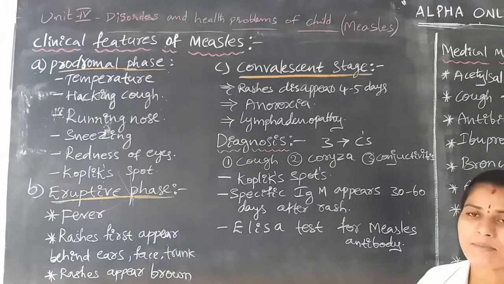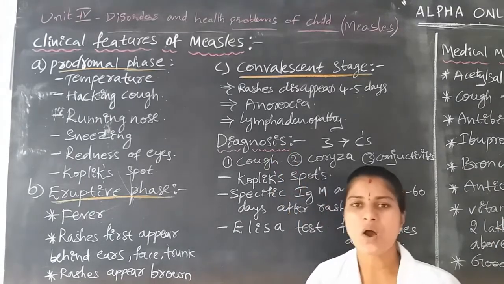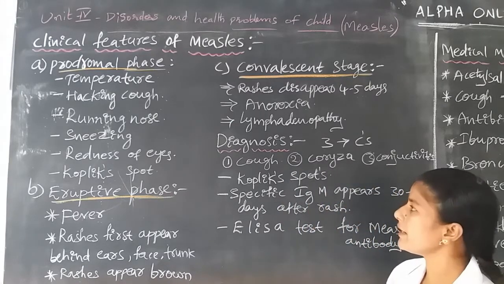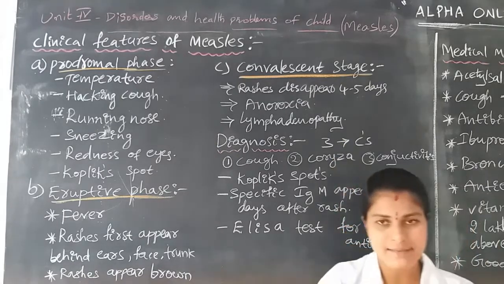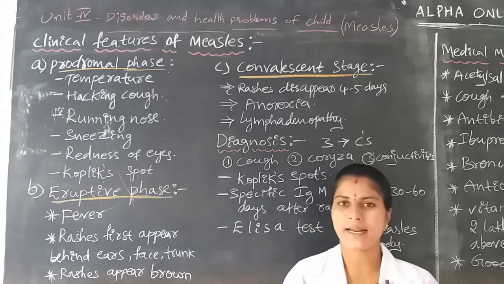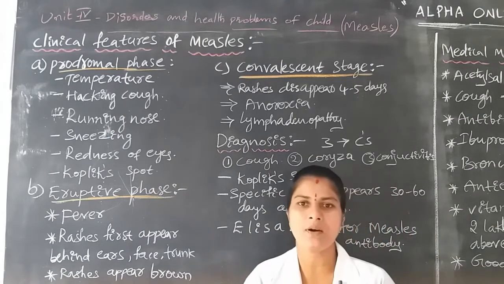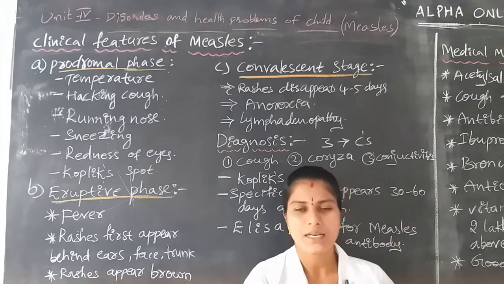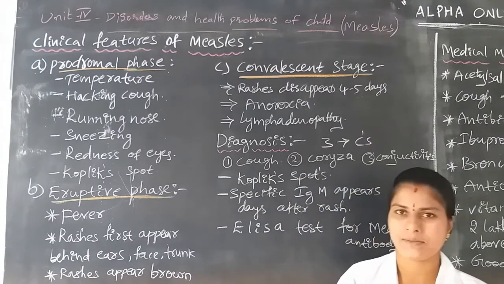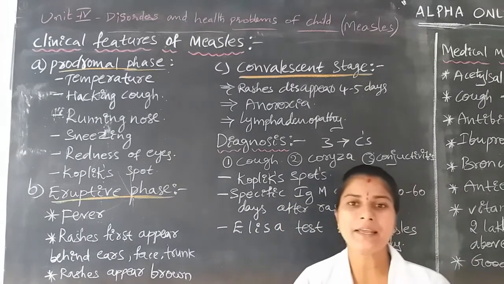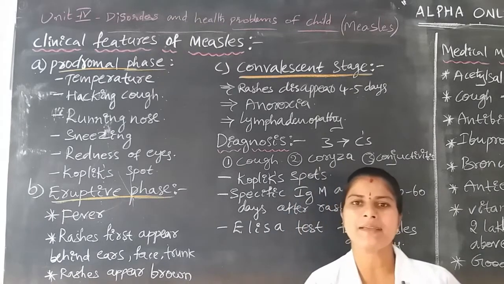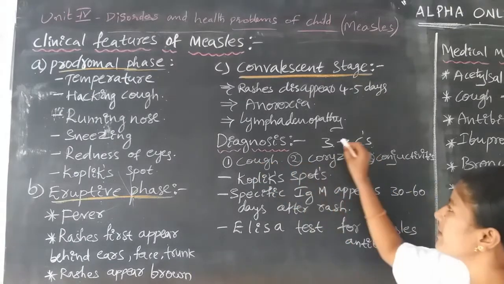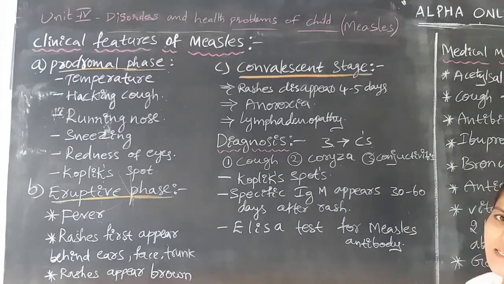Next, we are going to discuss diagnosis. How do we identify that the child is suffering from measles? First, as a nurse, we have to collect the history from the child and from the mother, parents or family members, whoever it may be, to get information regarding the child. Next, we decide the child is suffering from measles depending upon the 3 C's: one C is cough, another C is coryza, and another C is conjunctivitis.